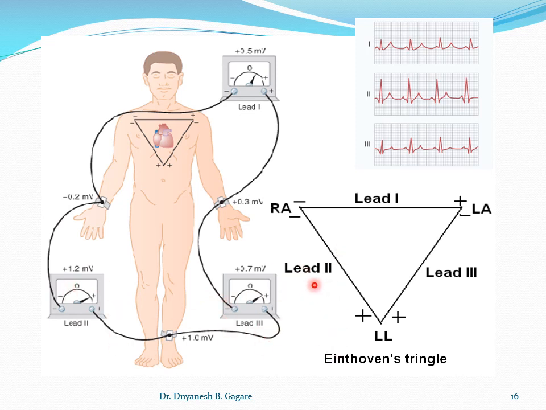In lead 2, the positive terminal is attached to the left leg, and the negative terminal is attached to the right arm. So simple: right arm negative terminal, left leg positive terminal. And the third combination is lead 3. Here in lead 3, the negative terminal is attached to the left arm, and the positive terminal is attached to the left leg. In this way you can record the three types of ECG: ECG under lead 1, lead 2 and lead 3.